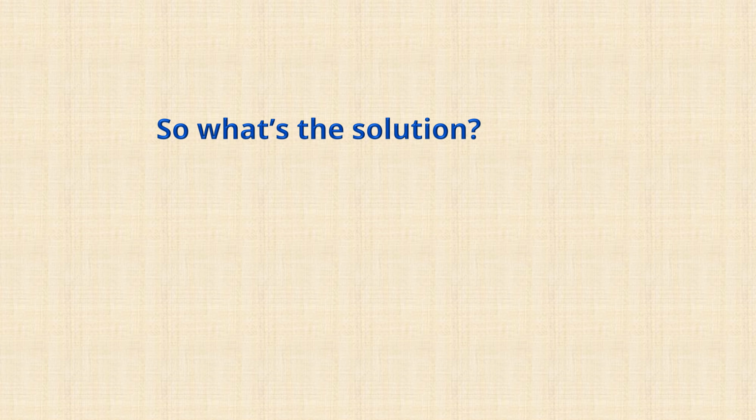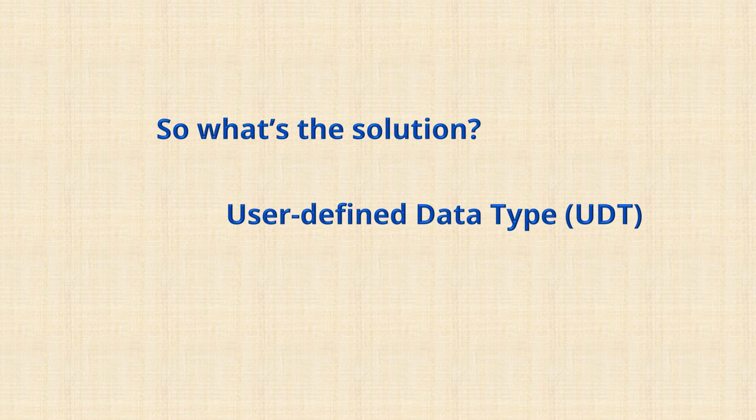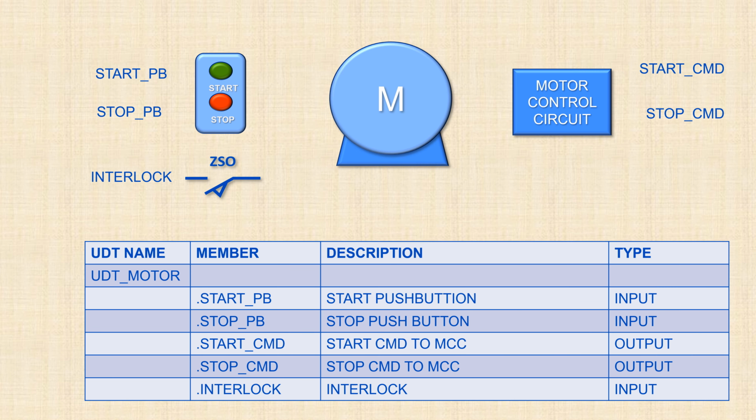To better manage the number of tags, we will use another concept in PLC programming. This is called user-defined data types, or UDT for short. UDT is a great tool for organizing tags for a particular equipment. It is also called structured data type. In this concept, tags related to an equipment are grouped together and a custom data type is created. As shown here, a single UDT template named UDT_motor is created that contains all the tags required for a motor in our example.